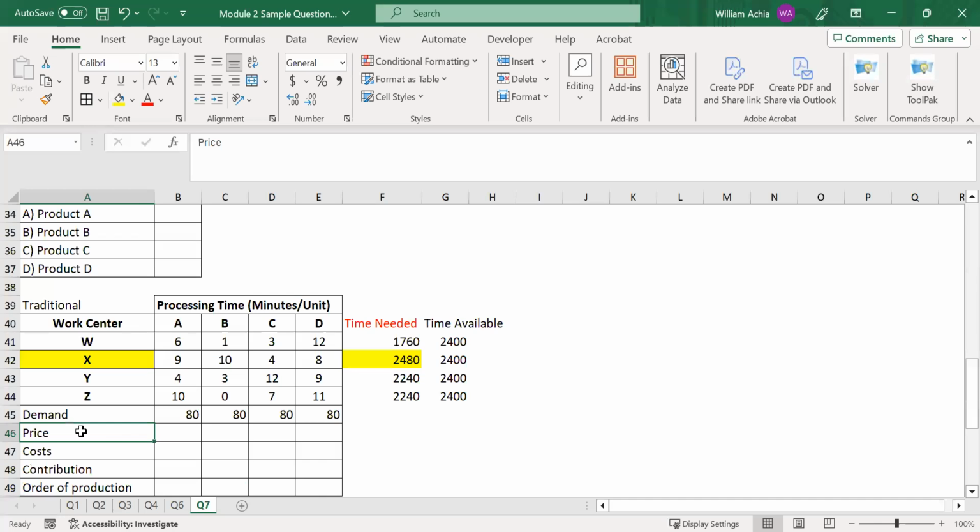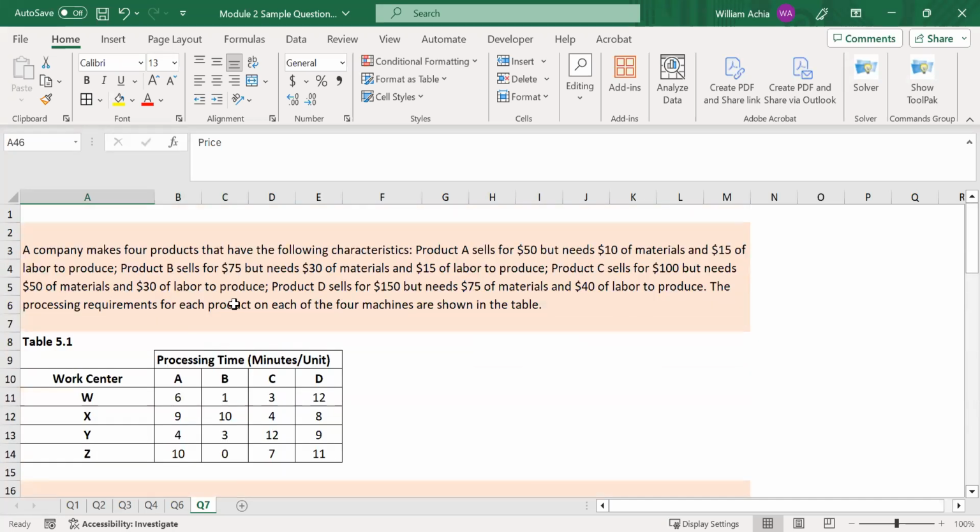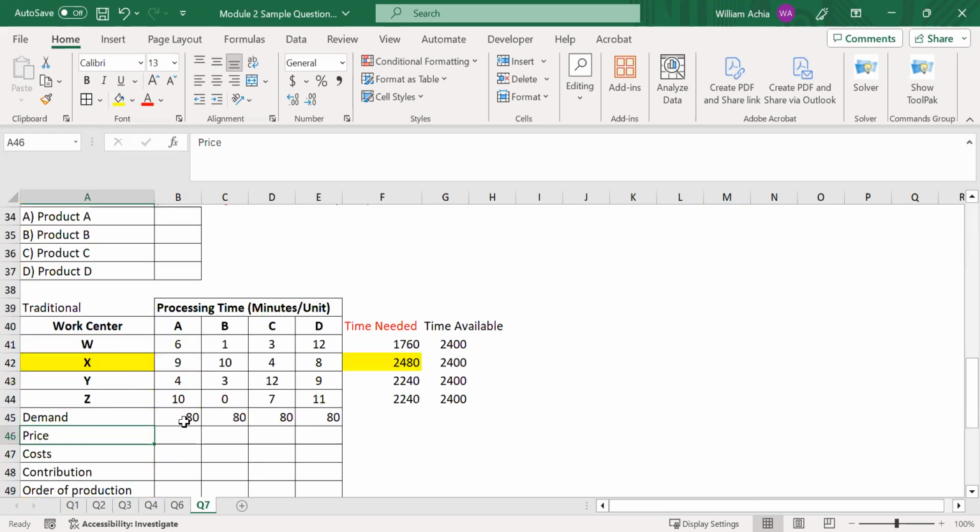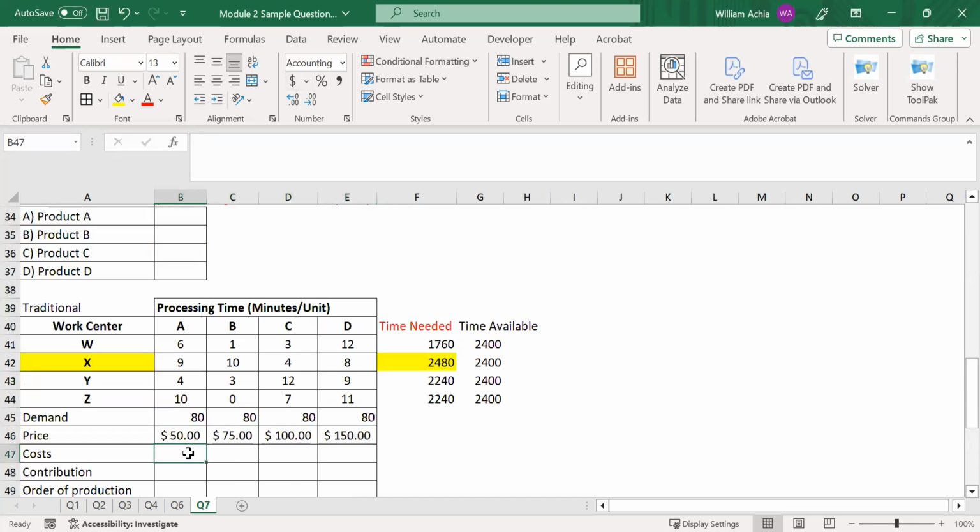Let's start with the price that's given to you in the question. A sells for $50, B sells for $75, C sells for $100, and D sells for $150. So 50, 75, 100, 150. This is how much we're selling each product at on the market. Then we add our cost information.